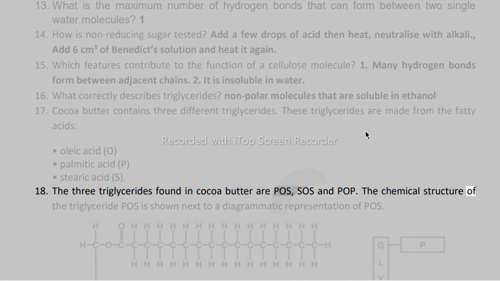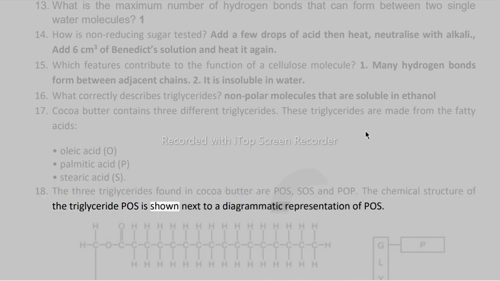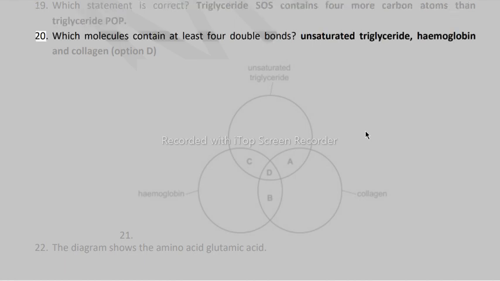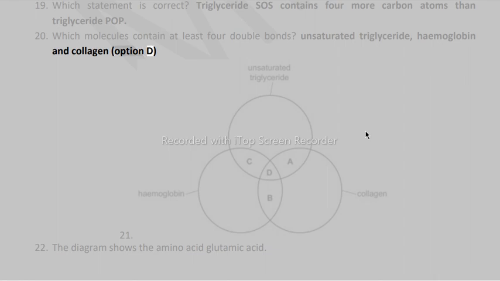The chemical structure of the triglyceride POS is shown next to a diagrammatic representation of POS. 19. Which statement is correct? Triglyceride SOS contains 4 more carbon atoms than triglyceride POP. 20. Which molecules contain at least 4 double bonds? Unsaturated triglyceride, hemoglobin, and collagen, option D. 21. 22. The diagram shows the amino acid glutamic acid.